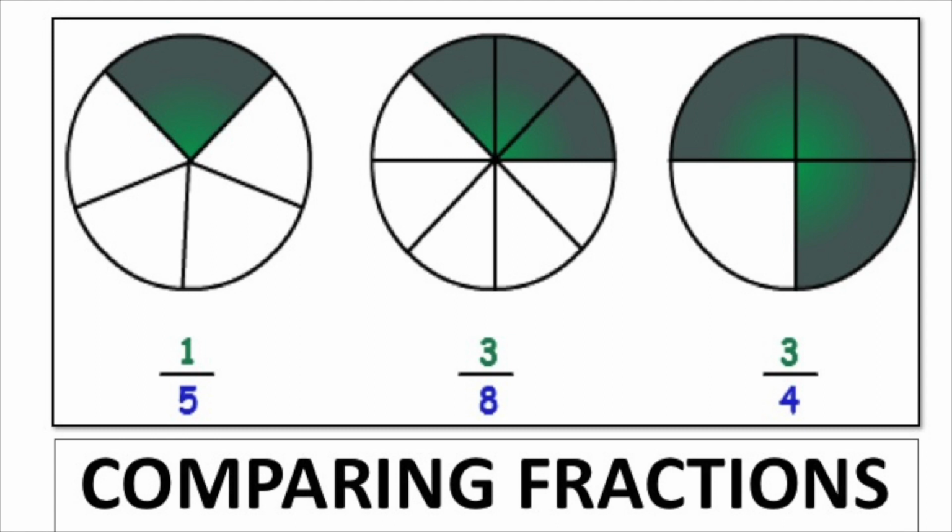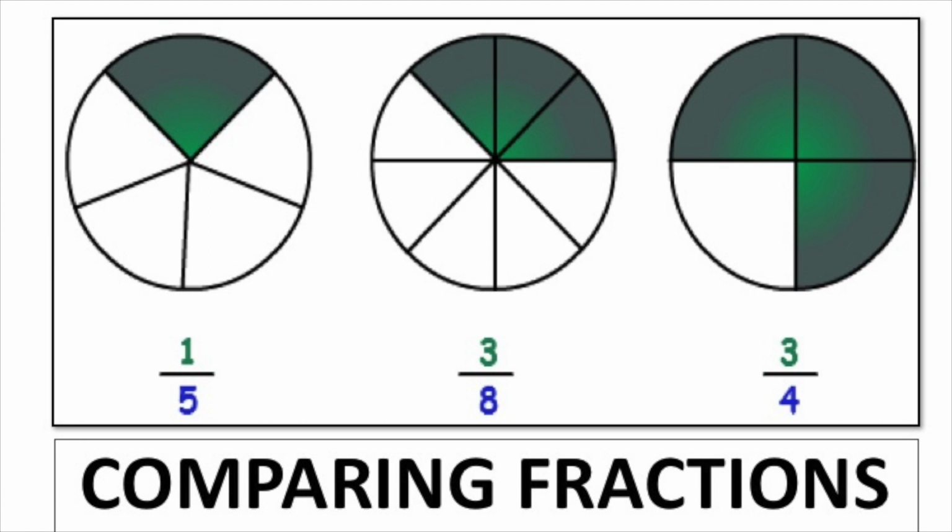No. I'll give you a clue. Look at the colours. Which has got the most shaded part? 3 over 4. Yes. You see, 3 over 4, because there are 4 parts here, and 3 of them are shaded. And you can see the most part of the circle is shaded here.